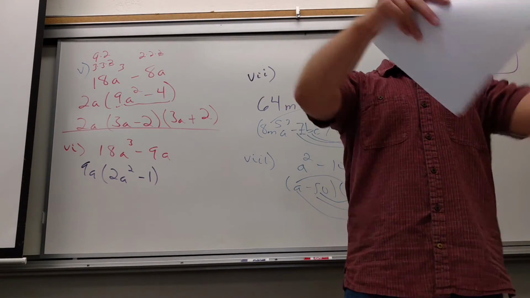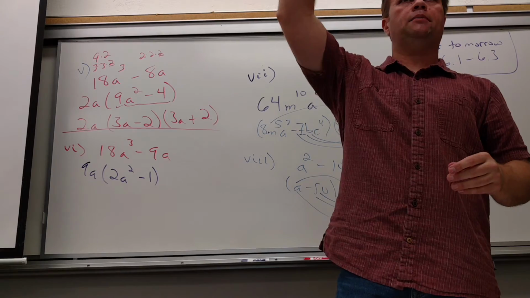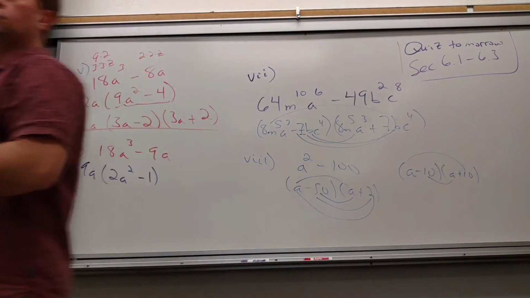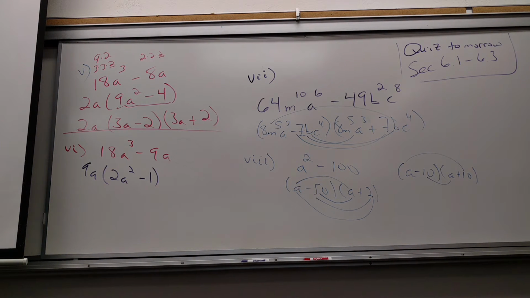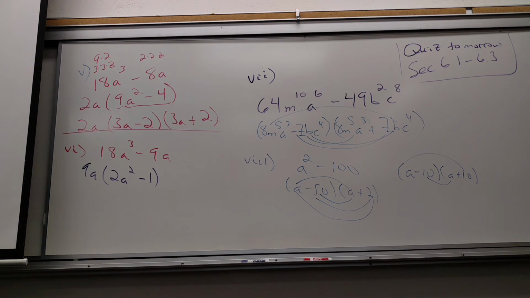You guys can group up if you want to. Yeah. Anybody need a copy? 153. 1 through 7.